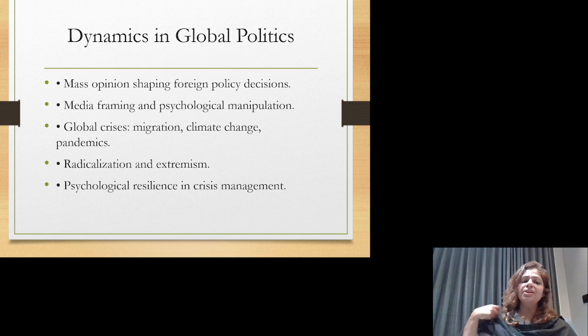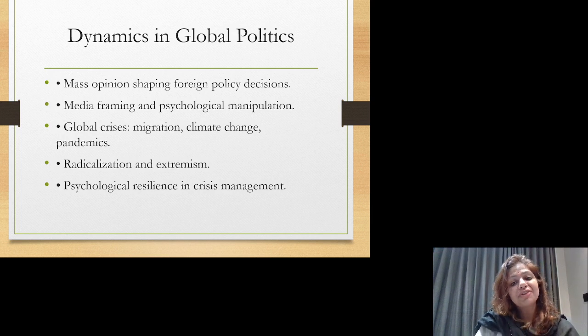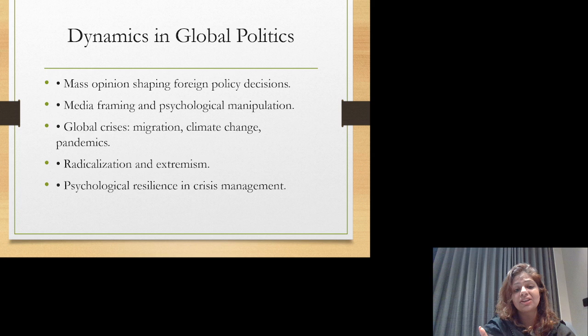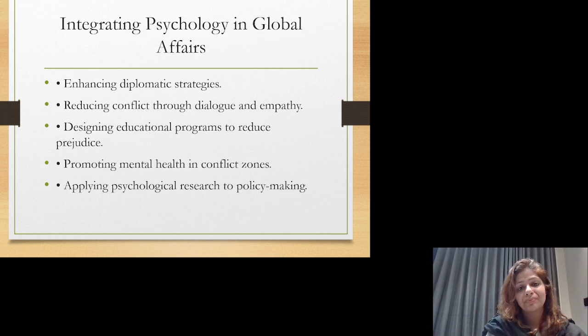Dynamics in global politics: mass opinion being shaped by foreign policy decisions, media framing and psychological manipulation happening. Global crises such as migration, climate change, and pandemics that occur. Radicalization and extremism is also seen as an emerging epidemic, and psychological resilience in crisis management. The role of resilience in having an intervening effect in the management.